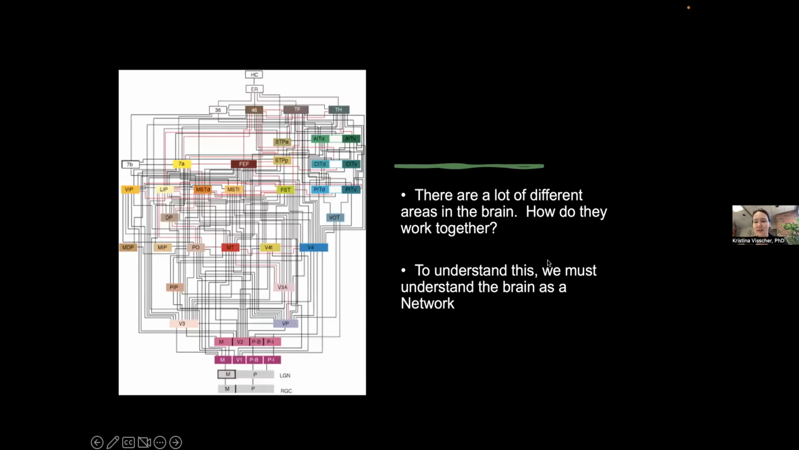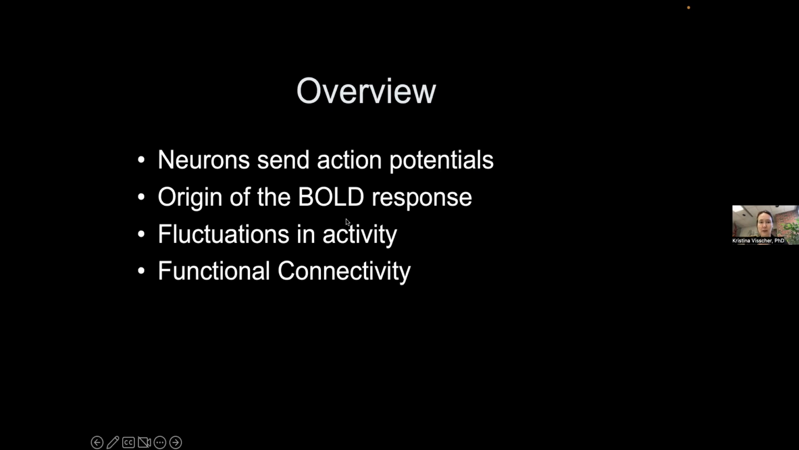So how do they work together? To understand how they work together, we have to try to understand the brain as a network, not as individual nodes. Okay, so in order to do that, I'm going to tell you just a little bit about some of the methods that we use to look at these connections.